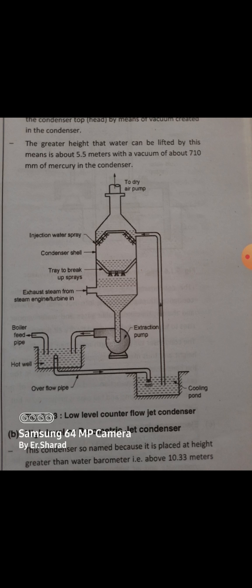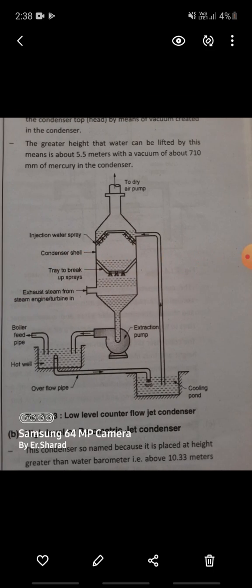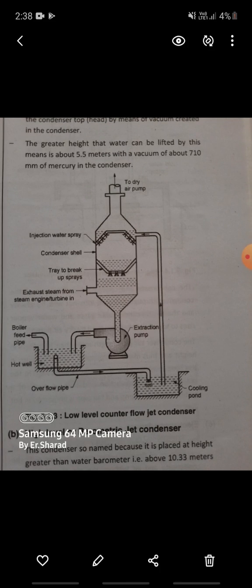Due to condensation of steam, the specific volume of steam decreases, so the vacuum is created due to the decrease in volume.